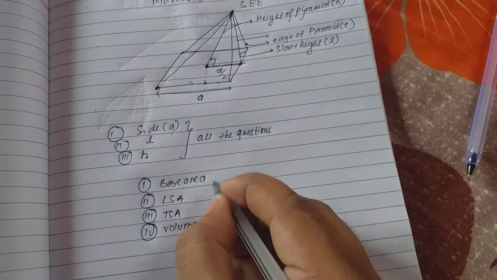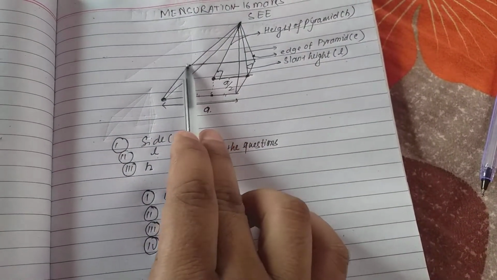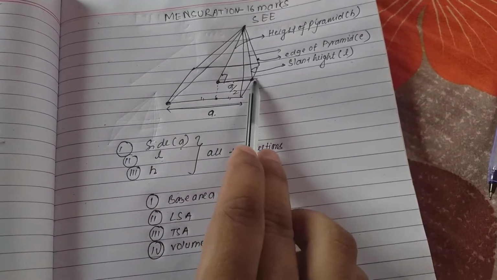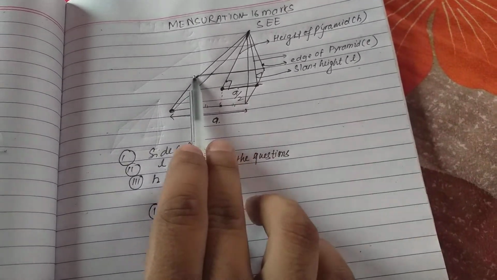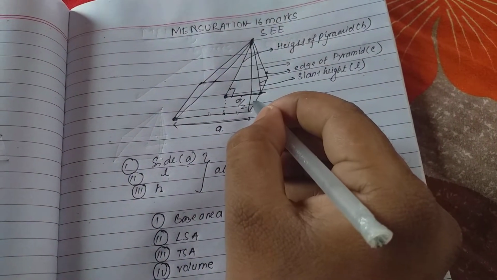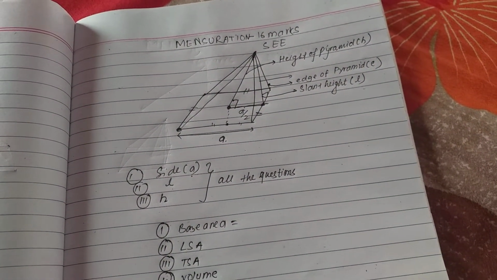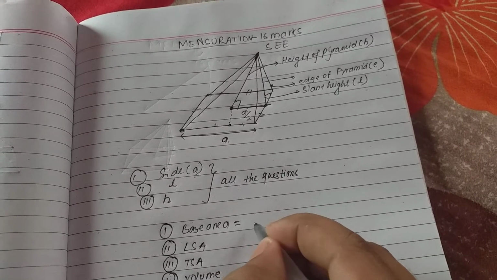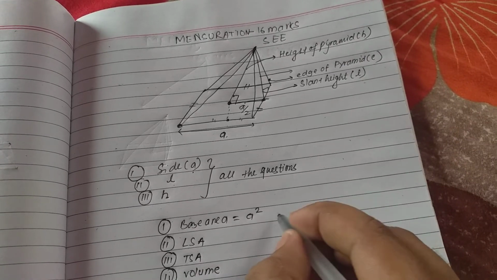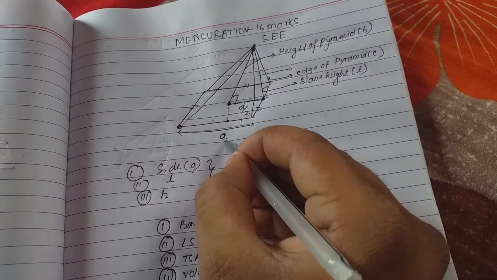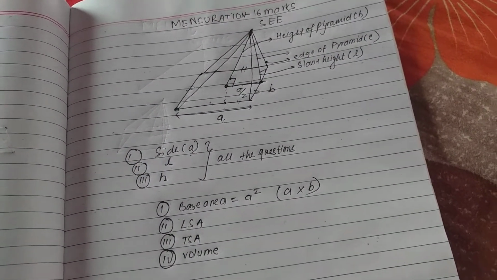So what is base area? Base area means the area of the base, this rectangular part or square part. Suppose all the sides are equal, then it will be a square, and the area of a square is side squared. Here the side is given as a, so it will be a square. If it was a rectangle, with this side a and this side b, then the area would be a into b. Are you getting it?